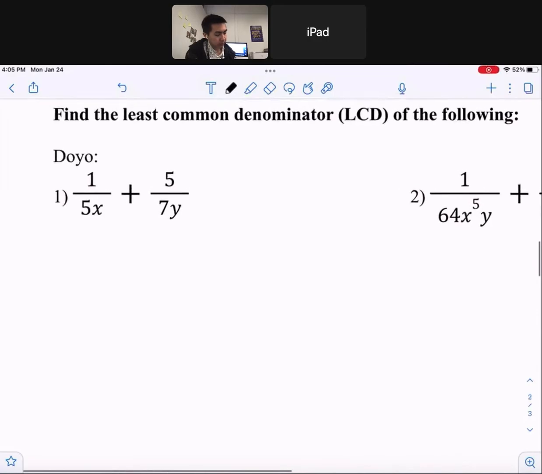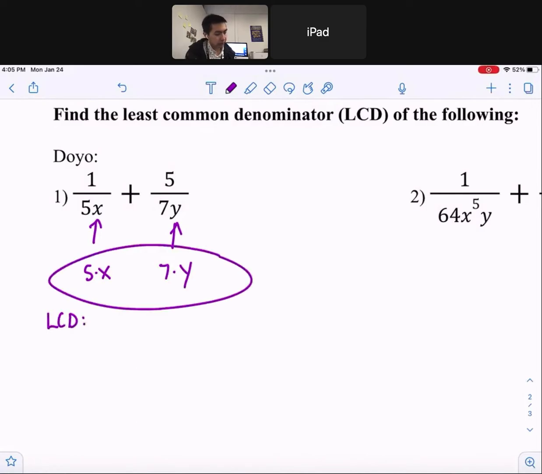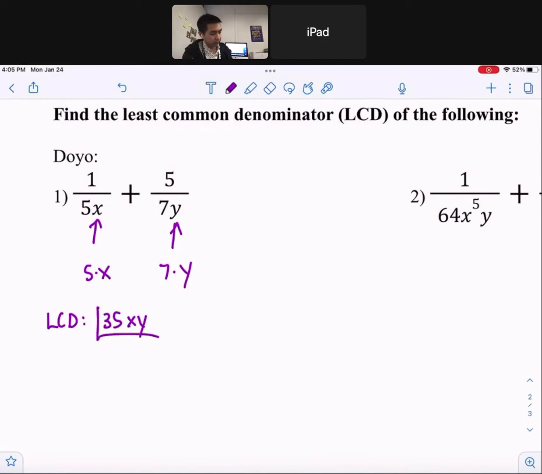So for this one, now notice, these are all different factors, right? And as a result, since all of these are different factors, we just multiply all these together. 5 times 7 is 35. X times y, just xy. 35xy. Just multiply them all together.